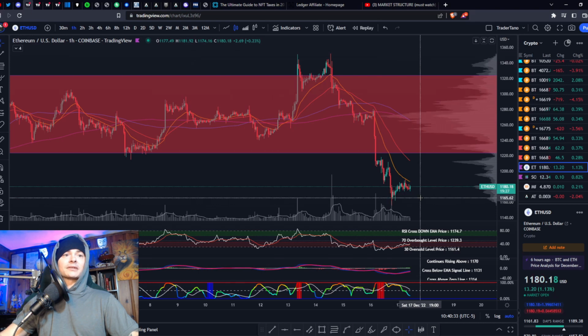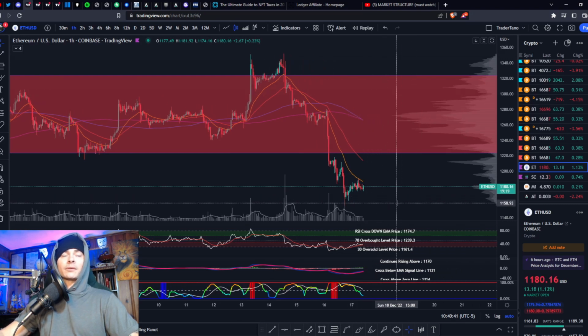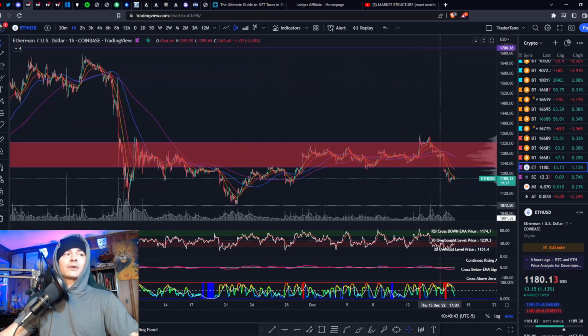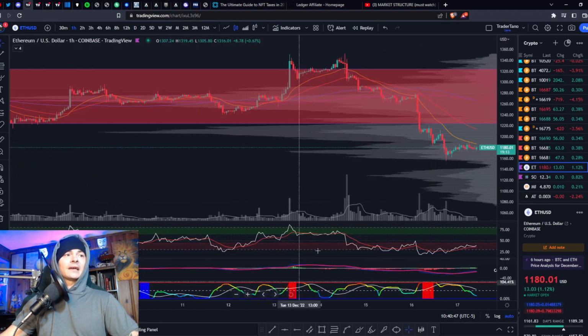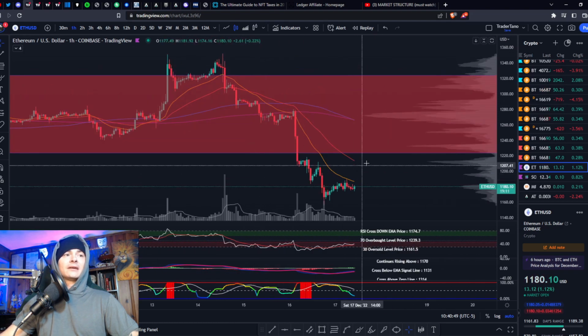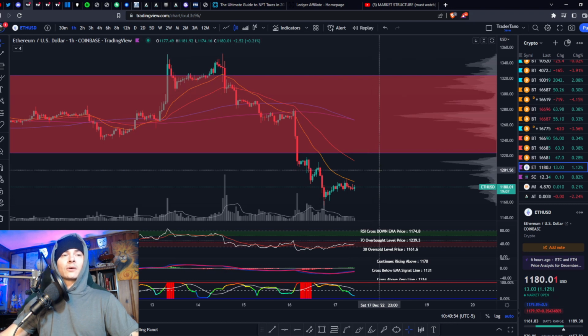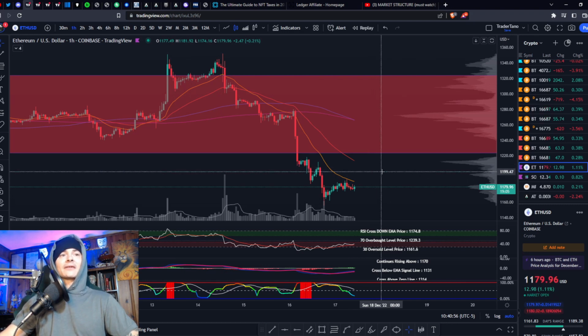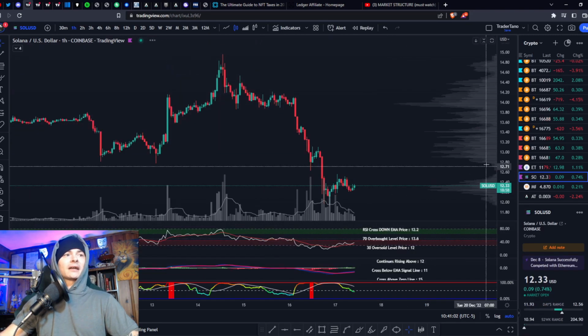Bearish case is pretty simple. You break 1165 on a 1 hour closure. I would even like to see a 4 hour, but a 1 hour closure would probably take you all the way back down to 1080. And if you break 1080, $1,000 first, and then probably lower, because that means Bitcoin's breaking down out of the 15,500 region. All right, let's move on to Solana.